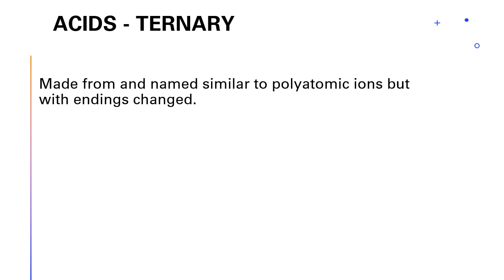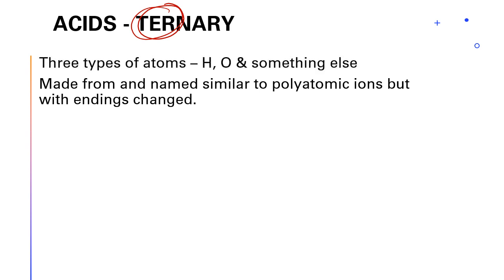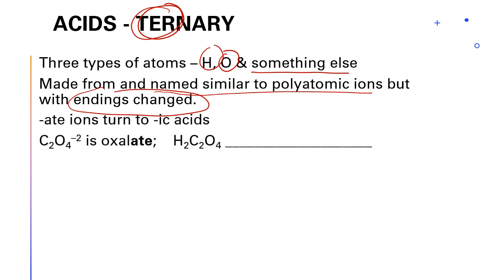The other type of acid is ternary, and ternary means three. There are three types of atoms: hydrogen and oxygen and something else. Here the acids are made from and named similar to the polyatomic ions, but we change the ending of the polyatomic ions instead of getting them directly off the ion chart. So your ate ions will turn into ic acids.